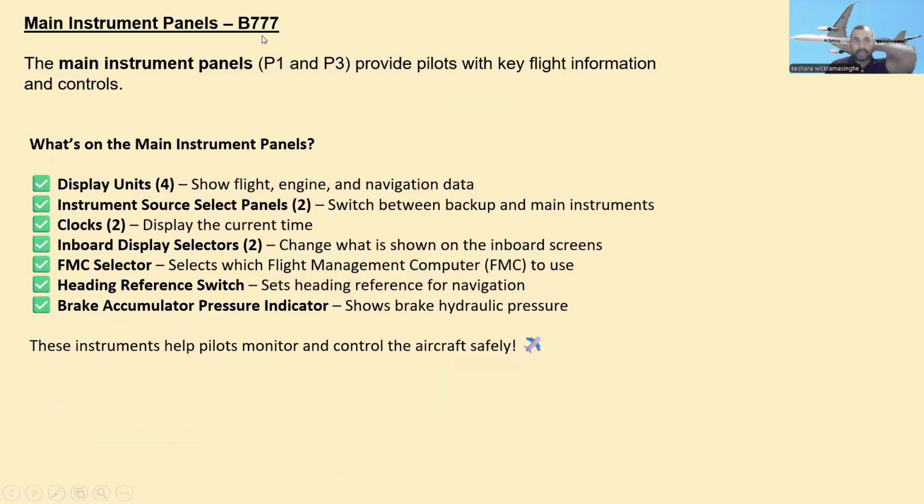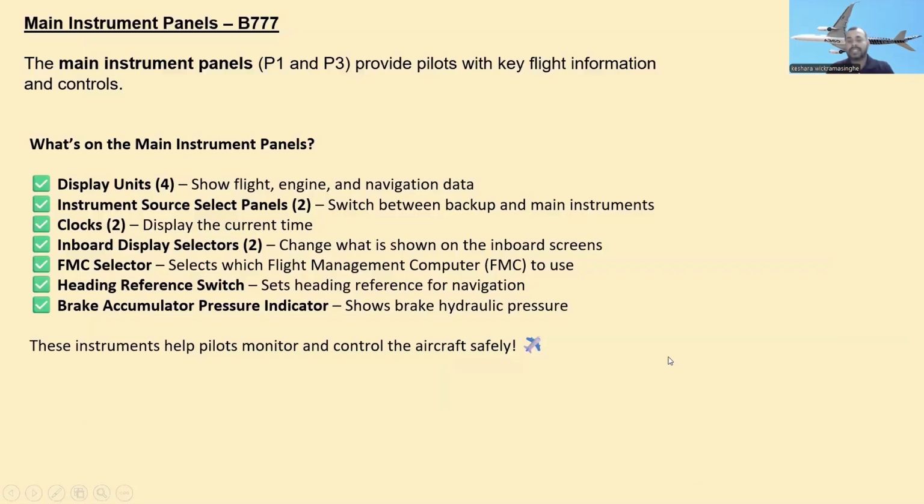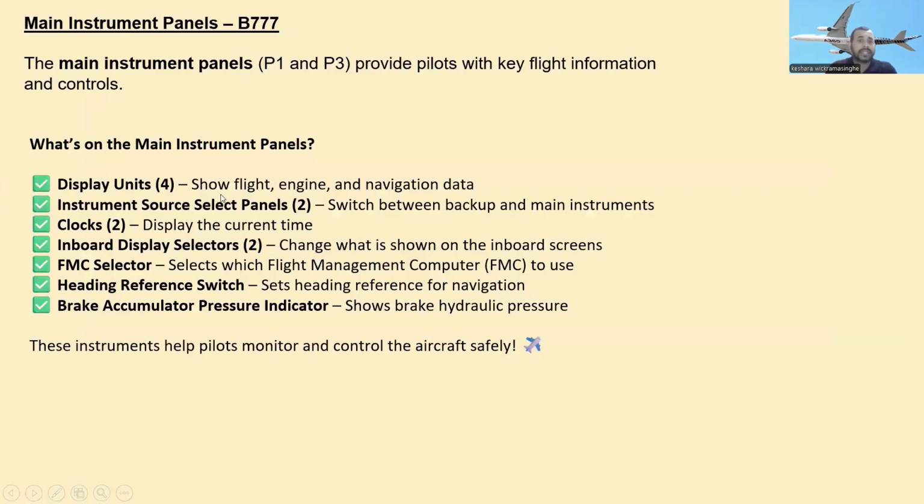Alright, so now let's go to the main instrument panel of the Boeing 777. The main instrument panels P1 and P3 provide pilots with key flight information and control. P1 left forward panel is here, P3 right forward panel is here. Let's see what's on the main instrument panel. First, the display units. There are 4 display units, 1, 2, 3, 4, and they show flight, engine, and navigation data.